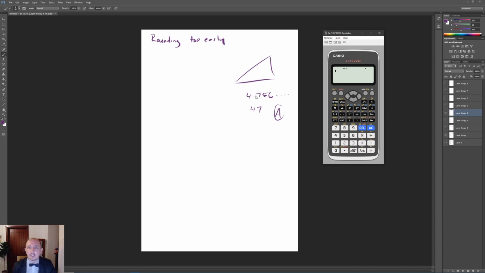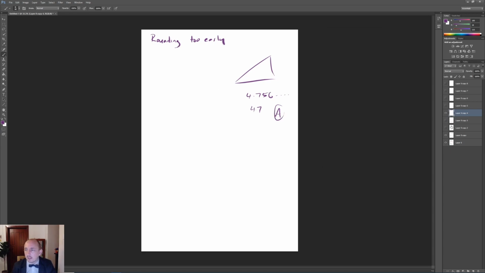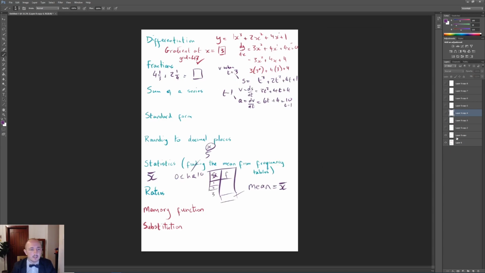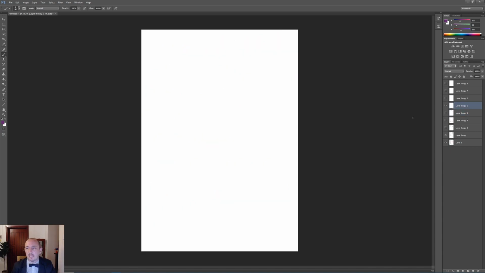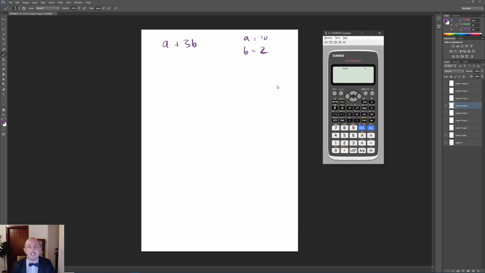Alright, that's really useful. Okay, the last thing that we're going to do is substitution. This is quite a basic one, but I think it's something that could be really helpful to you, because often they'll have a basic substitution. Let's just say A plus 3B, and it says A equals 10 and B equals 2. Let's say they give you a really simple question like that, and you're freaking out in the exam. This is just an example.